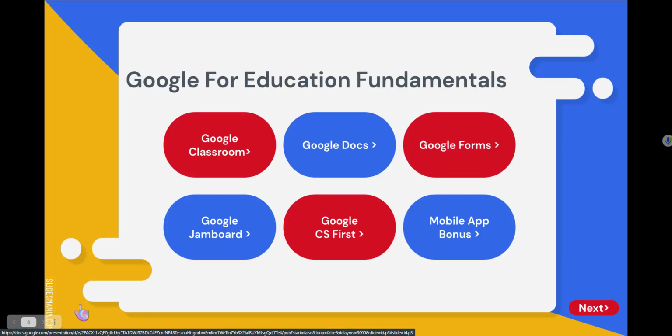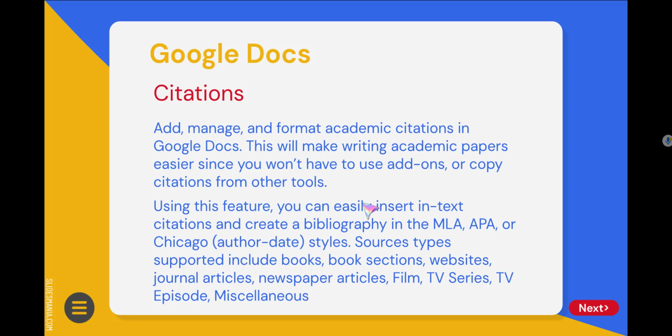Let's take a look at updates that have come through for Google Docs. Now, Google Docs has had a way for you to add in citations. They're making it even easier for you to do so. You can actually do a search as far as where your citation came from. It could have been book sections, websites, TV series, newspaper articles, films, and so on and so forth.